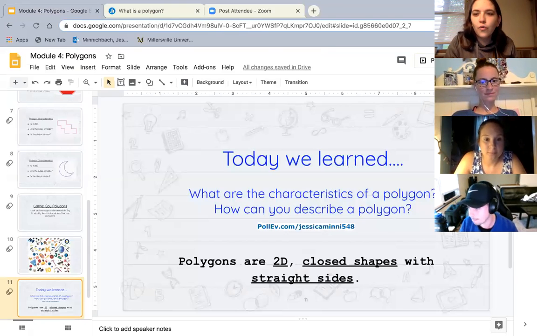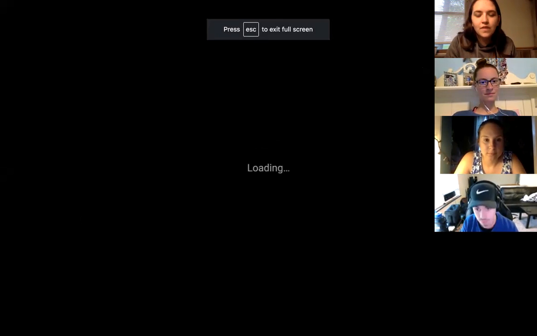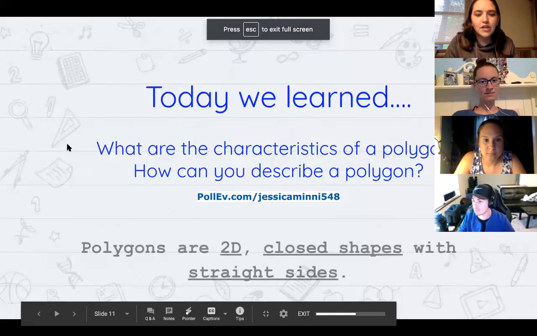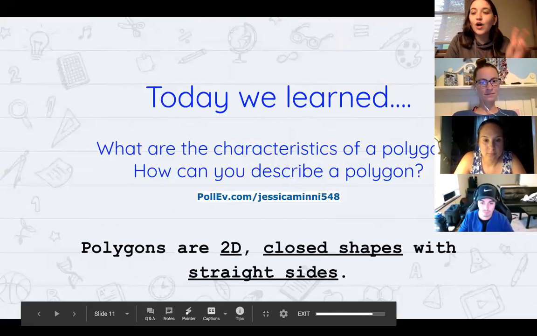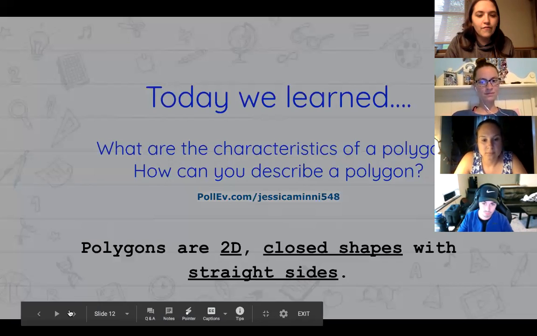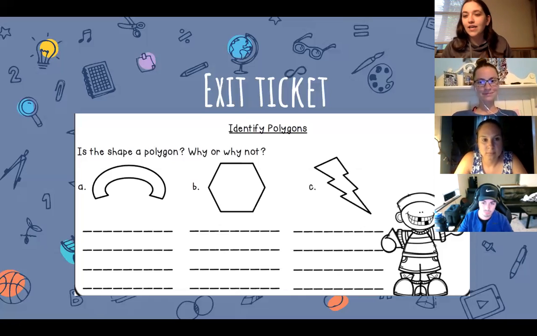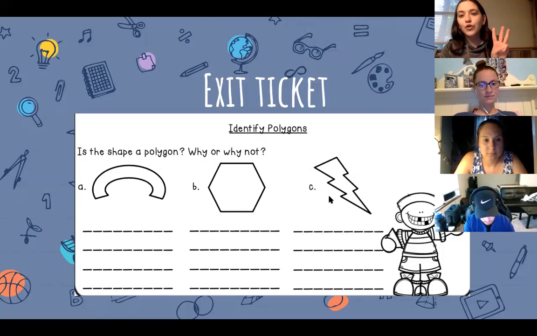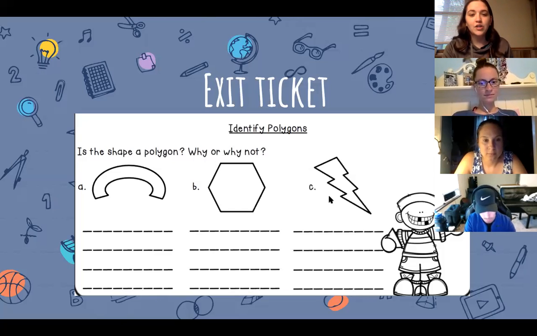All right, so before we leave, I want to reiterate that polygons are 2D closed shapes with straight sides. And our next assignment moving forward will be an exit ticket that you find on Google Classroom. And on this activity, I want you to look at shapes A, B, and C, and use our 3 characteristics of a polygon to describe if the shape is a polygon or a non-polygon.